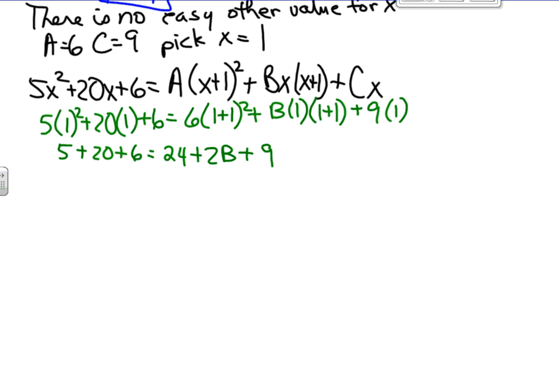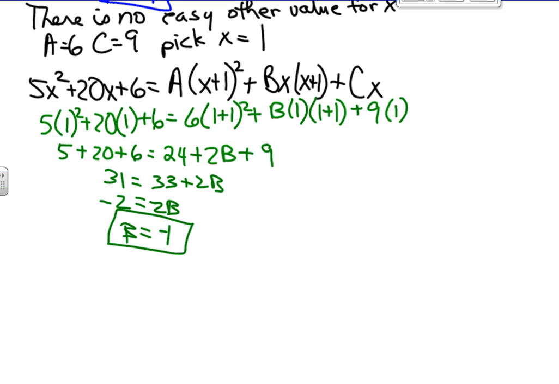And then it's just a matter of figuring things out. This is 31 equals 24, and 9 is 33 plus 2b. Subtracting 33, I get negative 2 equals 2b. Dividing, I get b equals negative 1. So now I have b equals negative 1.